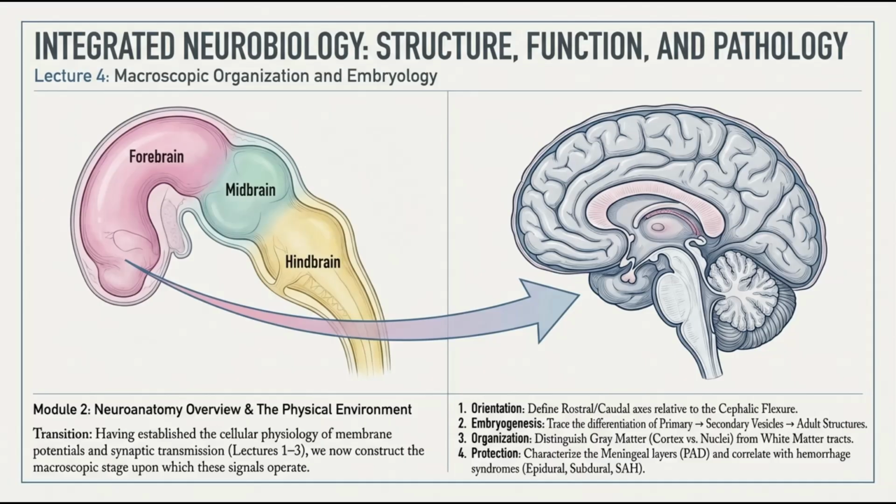Yeah. And look, those first lectures, they are the foundation. They're essential. Absolutely. Module 1, cellular foundations and neurophysiology, you have to have it. You can't understand the brain if you don't understand the ion channel. Right. But it is abstract. It's invisible. It's mathematical. It is. But today, we're turning the page. We're entering Module 2, Neuroanatomy Overview and the Physical Environment, and we're finally looking at the thing itself.